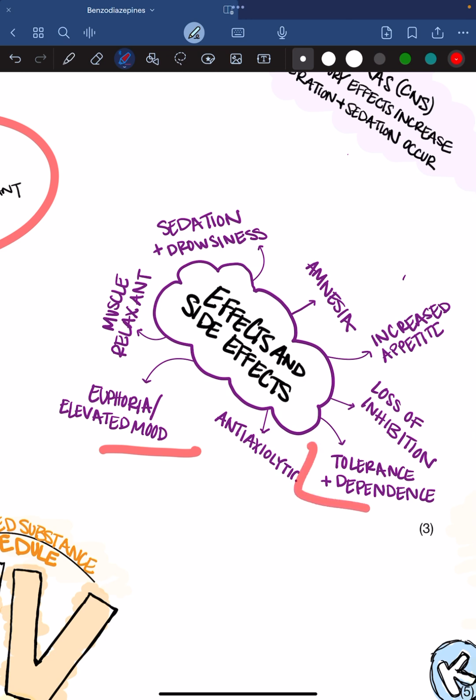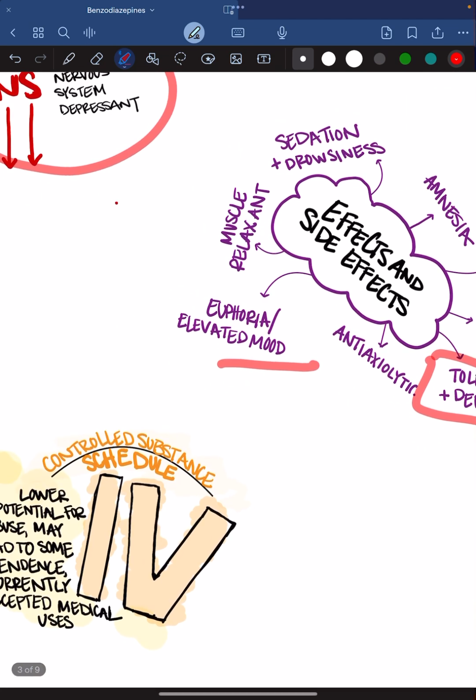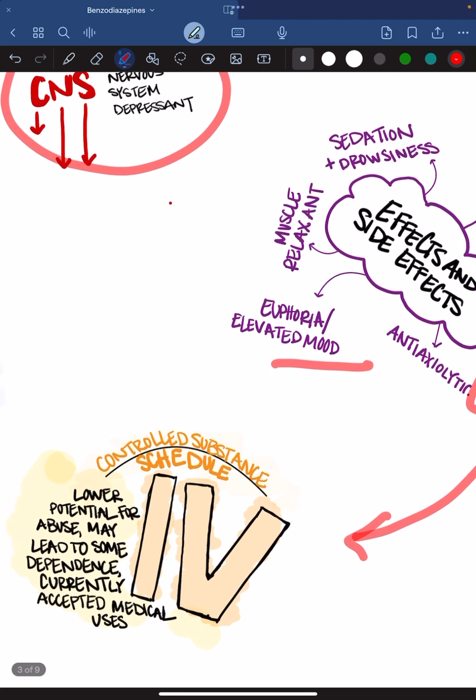And then also over here, we have tolerance and dependence, which is also a universal feature of all benzodiazepines and is a risk. So because of that, benzodiazepines are a controlled substance, and they are Schedule 4 in America, meaning that they have lower potential for abuse, might lead to some dependence, but they currently have acceptable medical uses.